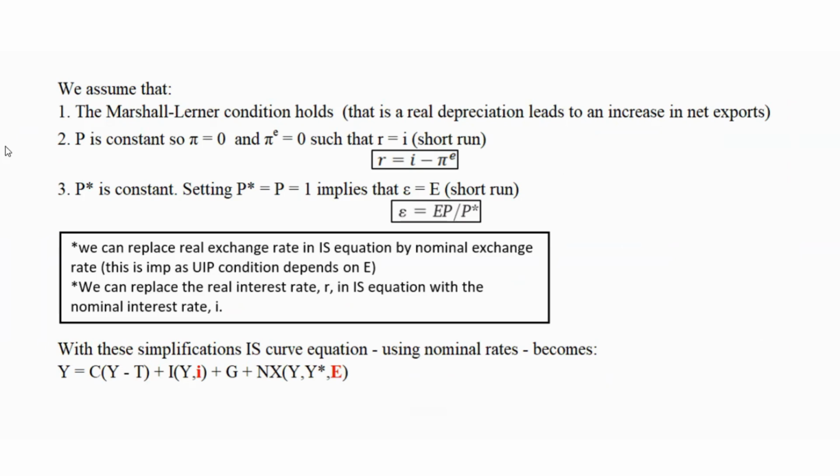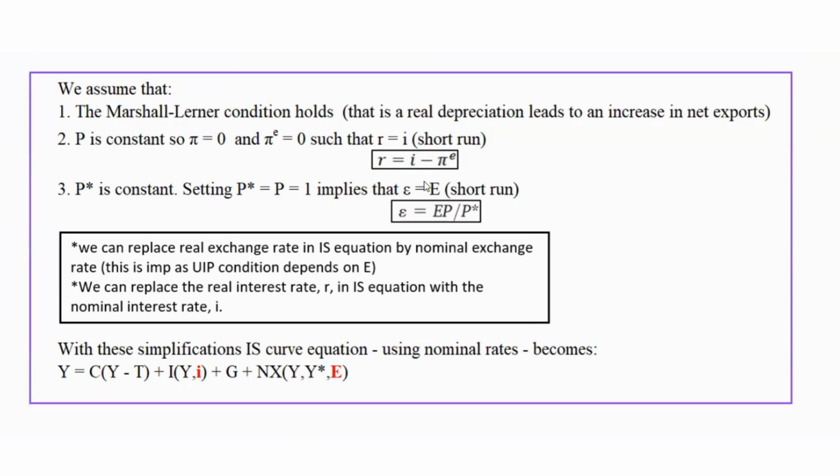increase in net exports. The second assumption we'll make is that the domestic price level P is constant. If that is constant, this means domestic inflation and domestic expected inflation are zero. What this will allow us to do is set real interest rate equal to nominal interest rate. Because remember, real interest rate is nominal interest rate minus expected inflation. Because we're assuming the domestic price level P is constant, then expected inflation is zero. So then R is just equal to I.